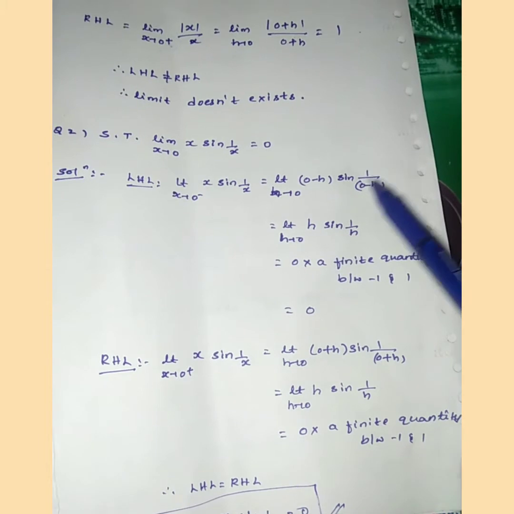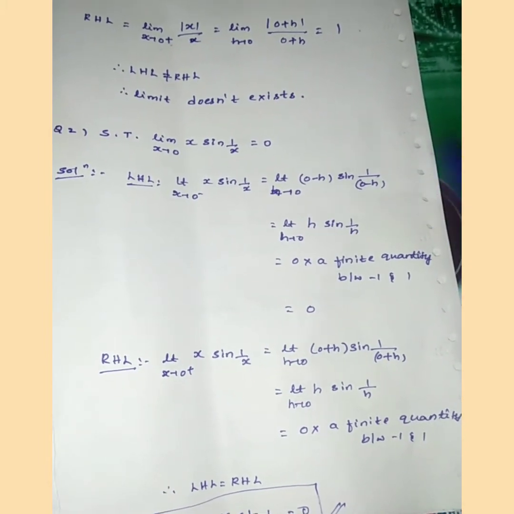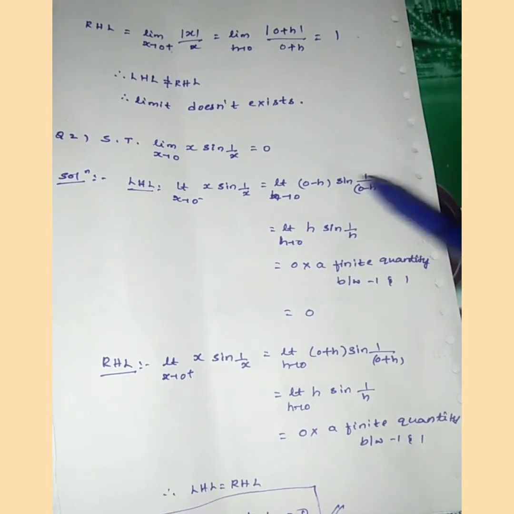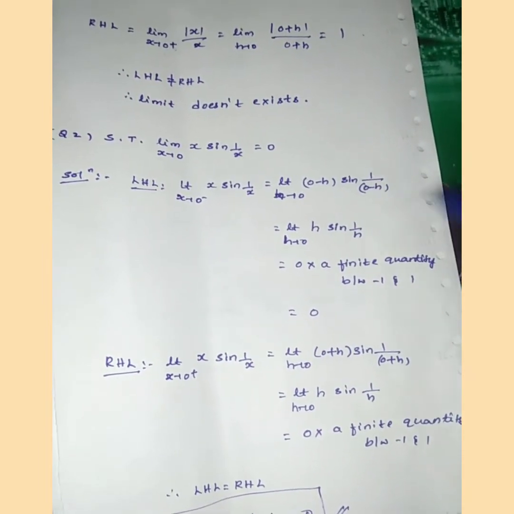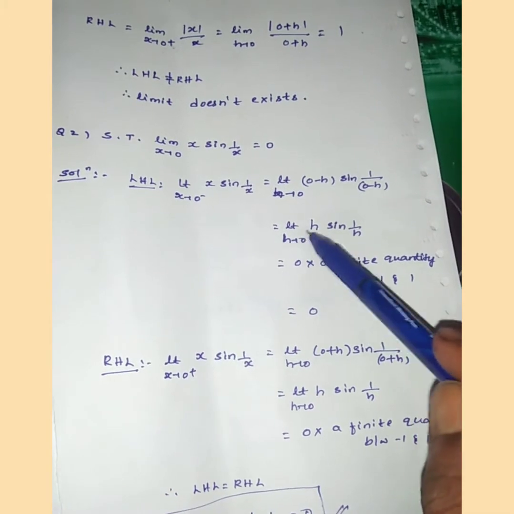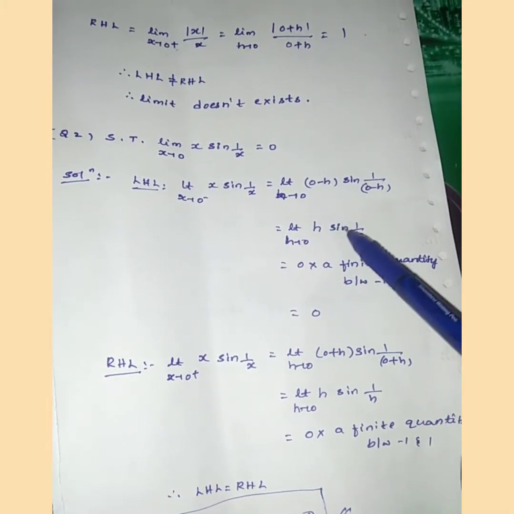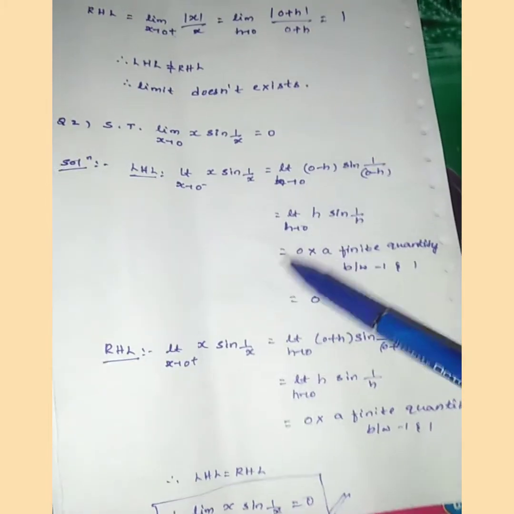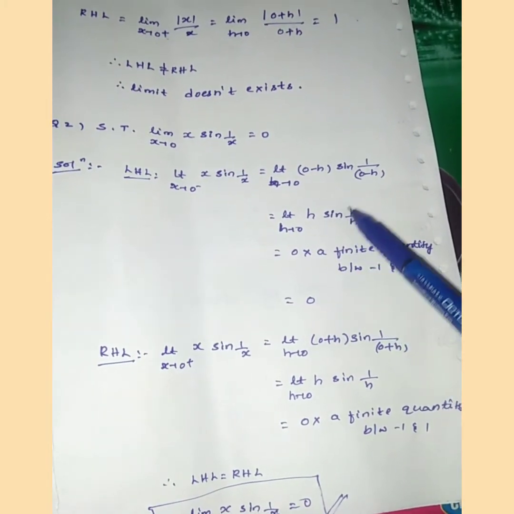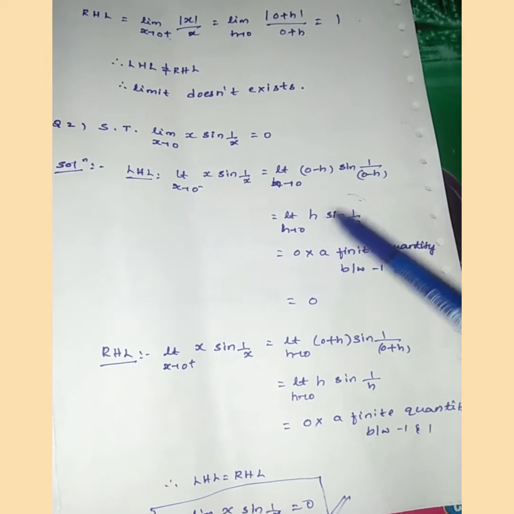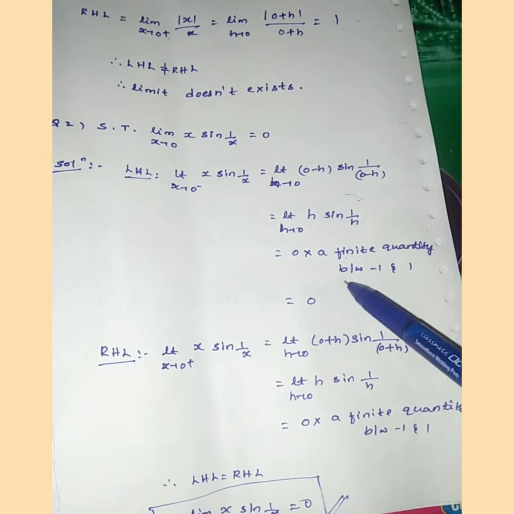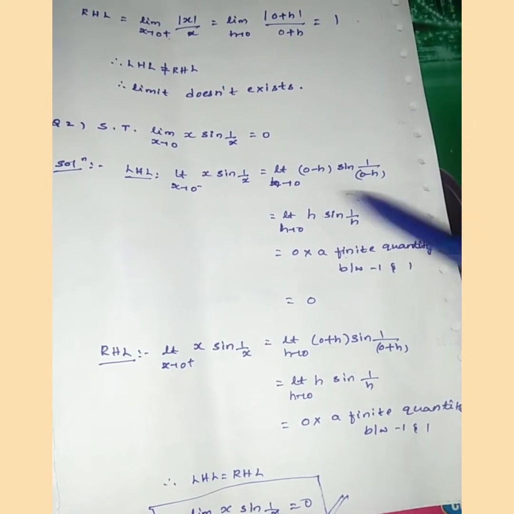We know that sin of minus theta is minus sin theta, and minus and minus multiplied give positive. Therefore the limit as h tends to 0 of h sin 1 by h, applying the limit, we get 0 into sin of a value, and sin value is always finite, between minus 1 and 1. 0 into a finite quantity again gives 0 only.